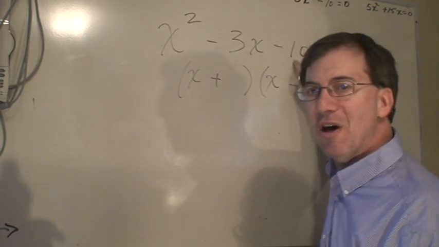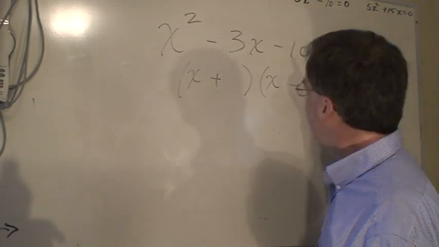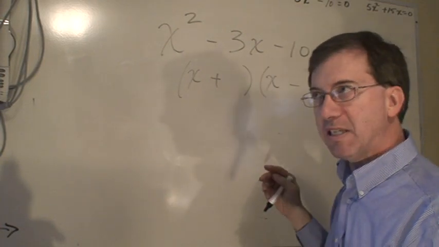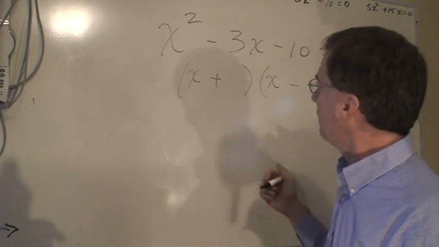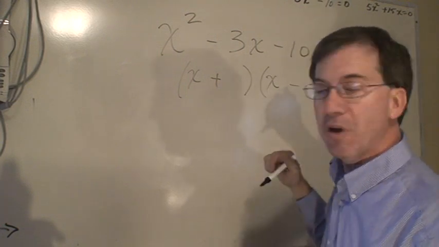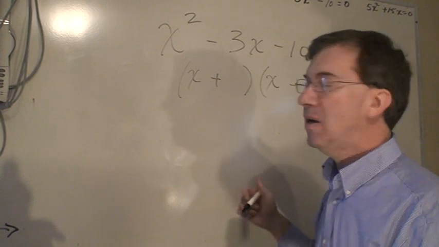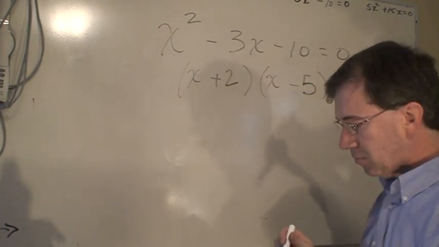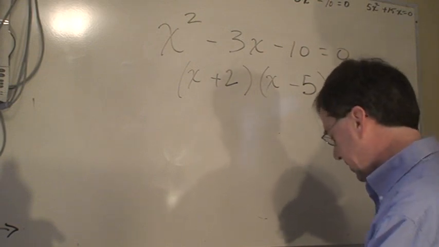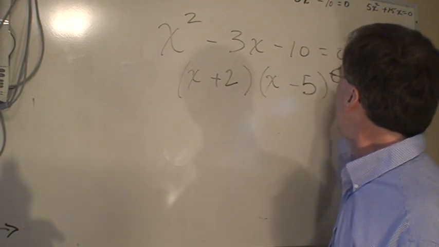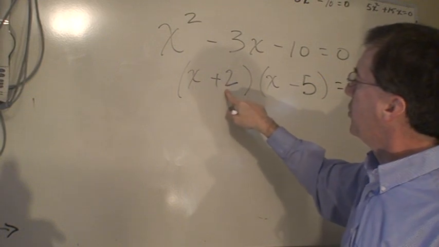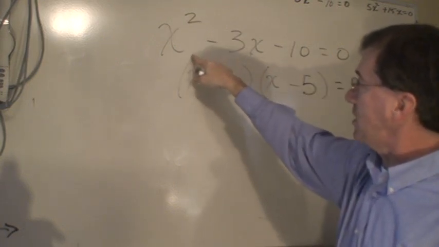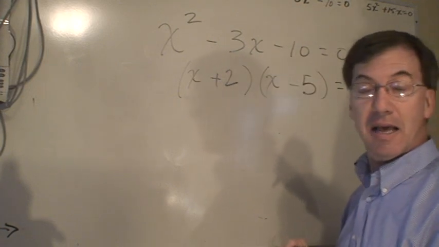Now I need 2 factors of 10 that have a difference of 3. So what times what equals 10 that has a difference of 3? Well, it's 5 times 2. Now which one needs to be negative? The bigger one, or 5, would need to be negative. All right, let's change markers and see if I can see this a little bit better. So I have x plus 2 times x minus 5. When I multiply that through, I get x squared minus 3x minus 10, and that's what I'm doing here.